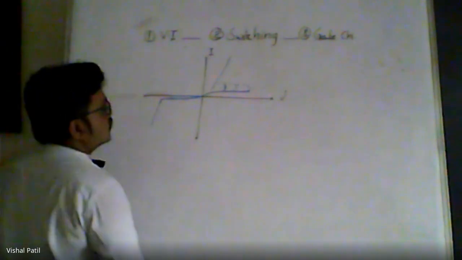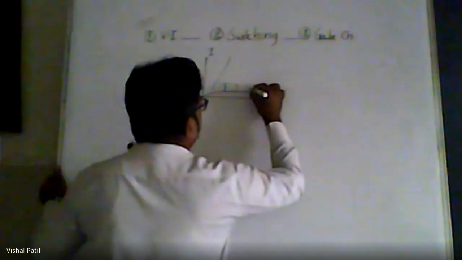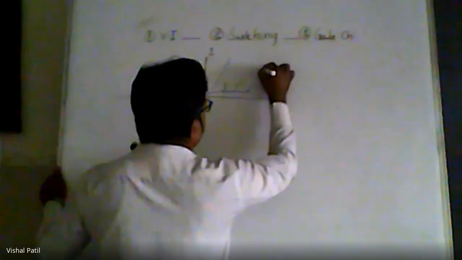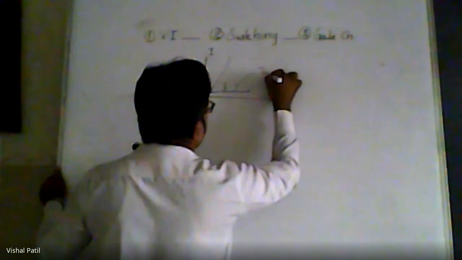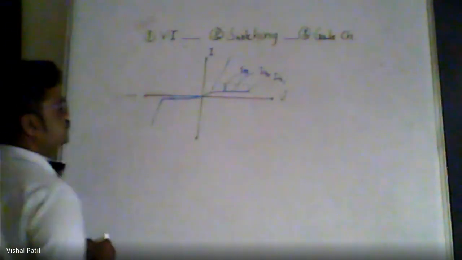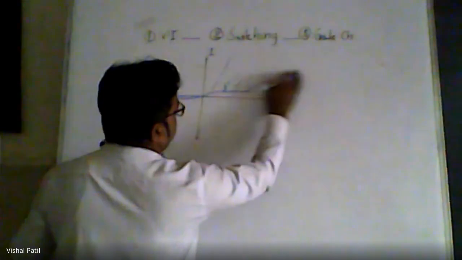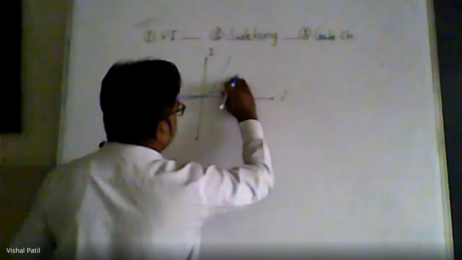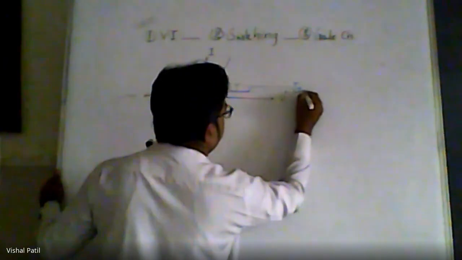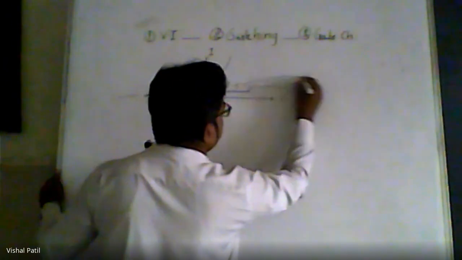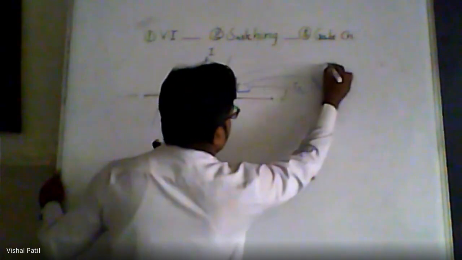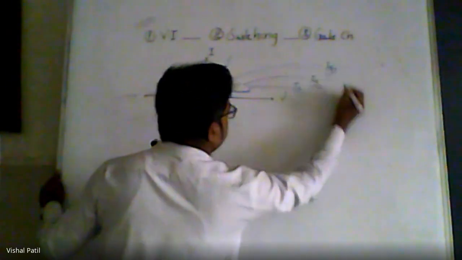So this curve is for gate current 1, this for gate current 2, and this for gate current 3. This is IG1, IG2, and IG3.